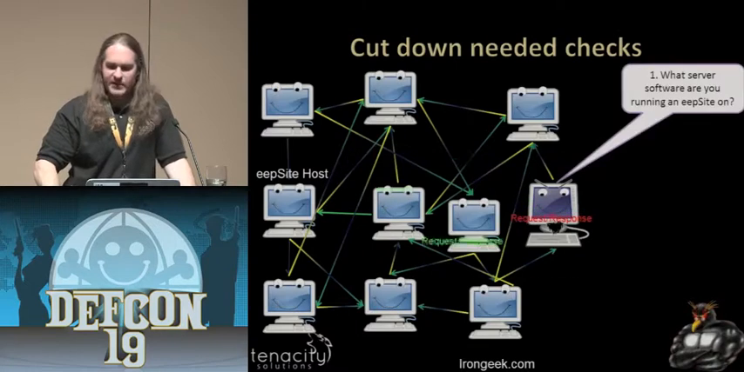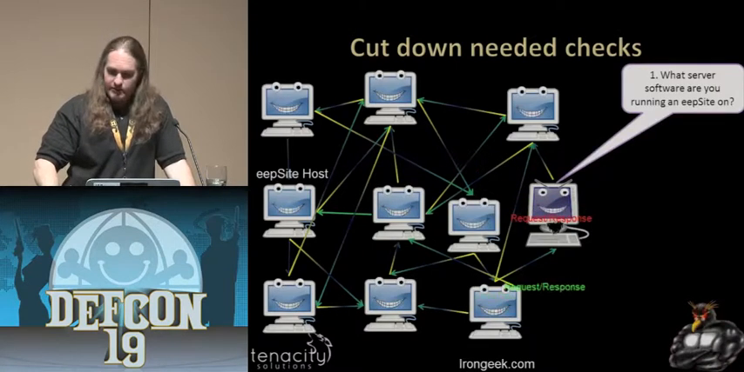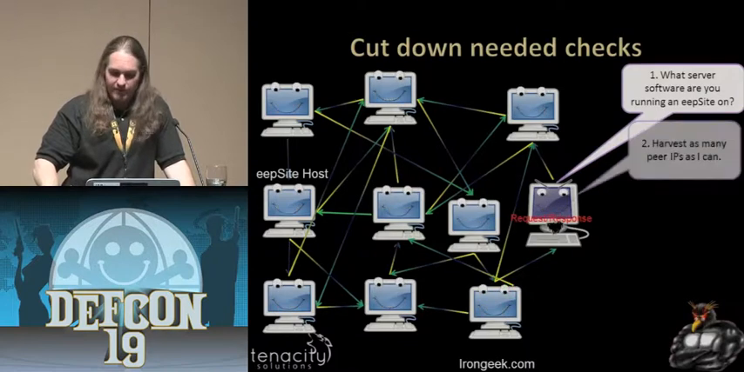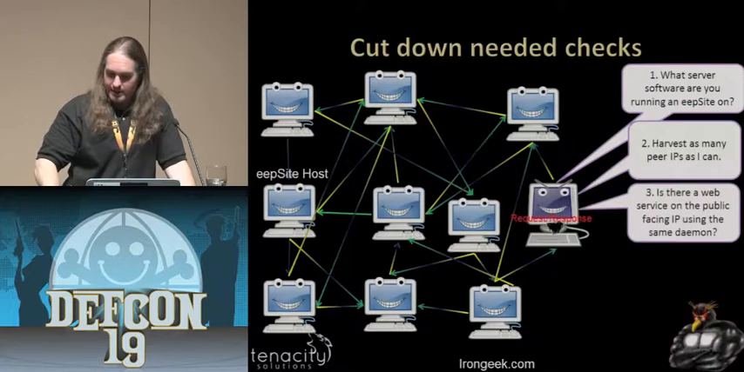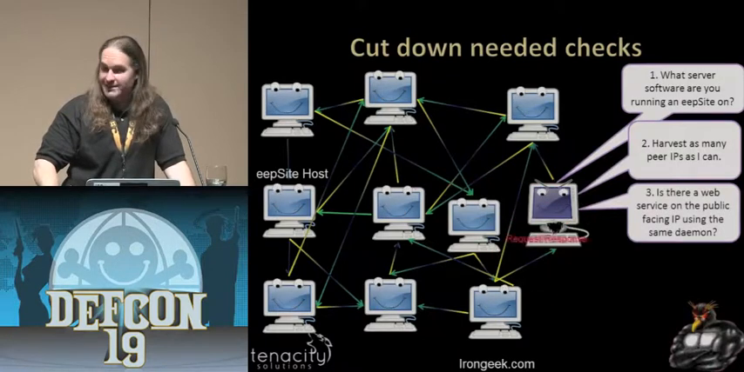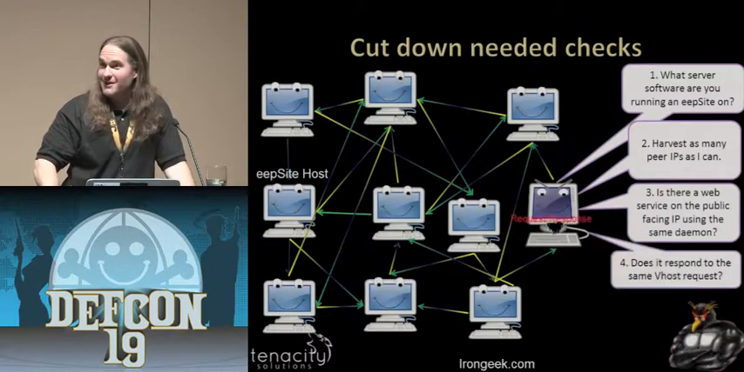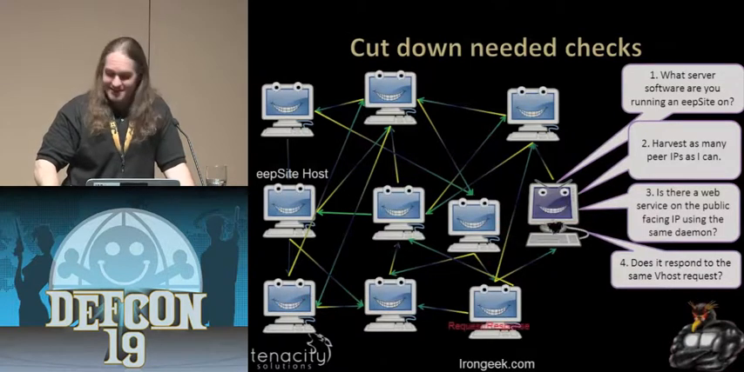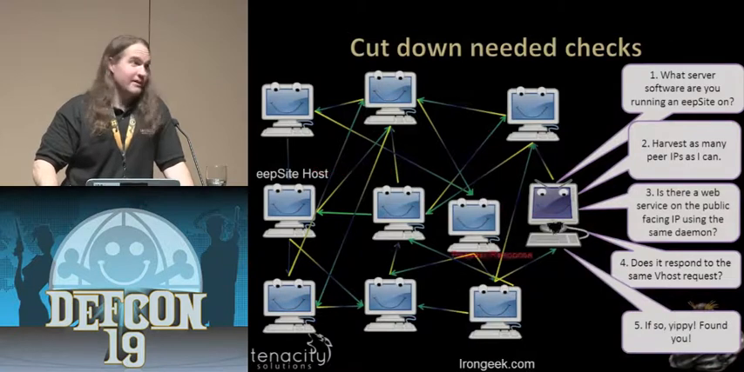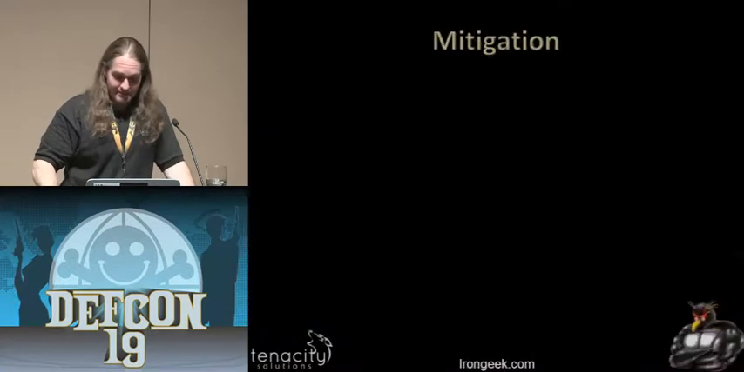You can also do various things to cut down the number of checks. What service software is running on the EepSite? I mentioned that somewhat before. You can harvest as many IPs as possible. Is the web server on the public-facing IP running the same daemon? You can make a vhost request and see if you can get the EepSite from the public-facing IP address. And if so, yippee, you've found what box that is.